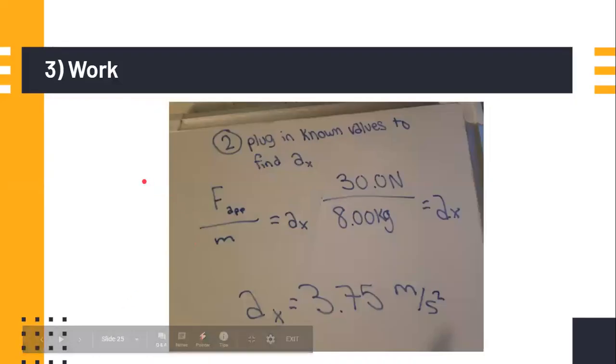Second step, we're going to plug in our known values to find acceleration. We have force applied over m equals acceleration in the x direction. We know that the force applied is 30 newtons, and the mass is going to be 8 kilograms. And our acceleration is going to end up equaling 3.75 meters per second squared. Quick side note, this slide is going to be different from the original slide. I made a quick typo. I accidentally said 80 kilograms, but it's actually 8 kilograms.